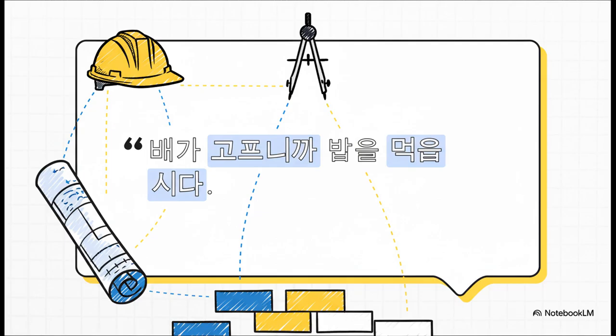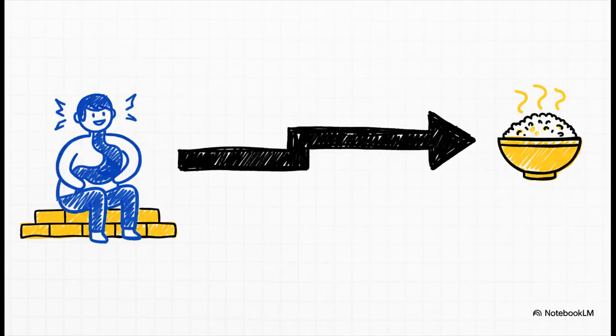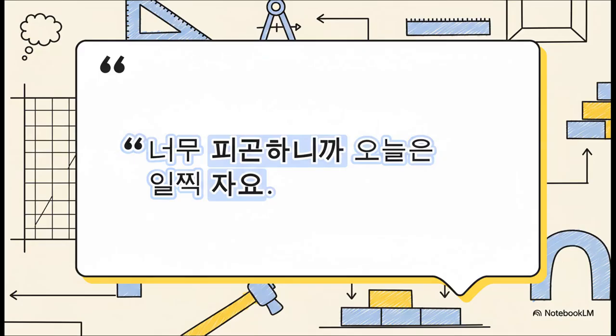배가 고프니까 밥을 먹읍시다. You can totally see how flawless the logic is here. I'm hungry is the cause, and let's eat is the proposal that naturally follows. It just makes perfect sense. Okay, on to construction number 3. Listen up. 너무 피곤하니까 오늘은 일찍 자요.